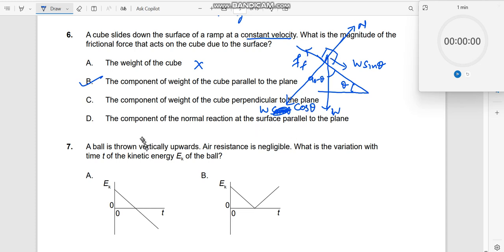Then the component of the normal force, the reaction at the surface, parallel to the plane like this, which should now be equal to N cos 90, which is 0. Which is not the right answer. B is the right answer. Let us move on to the next one.